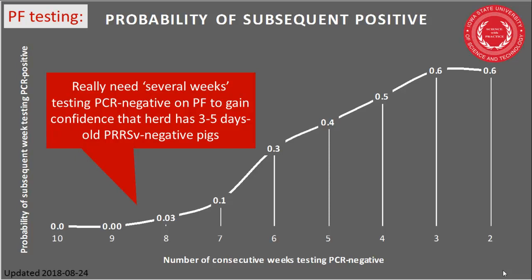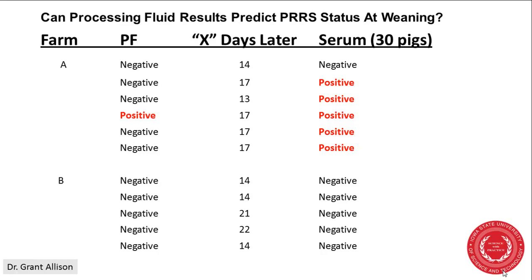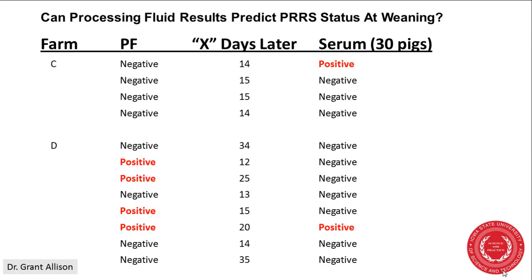And so the next question is, are those pigs still negative at weaning? Some more data here from Dr. Allison showing that they may or may not be. Sometimes you have negative processing fluid, and if you follow the same cohort of pigs, they're negative. But in a lot of instances, a lot of rooms that test negative on processing fluid are still positive at weaning. And some more data shows the same thing: if you test negative on processing fluid, you may or may not be negative at weaning. You have to double check that.